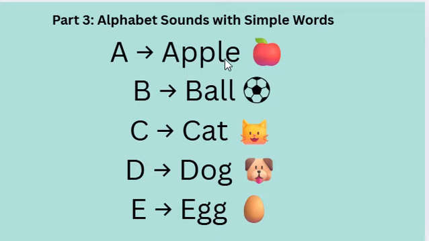A is for apple. See, we are saying the sound as a, apple. B is for ball. So we are making the sound B as b, b here. C is for cat. C is making a sound as k, k. D is for dog. D is making a sound as d, d. E is for elephant or E is for egg. E is making a sound of e, e.